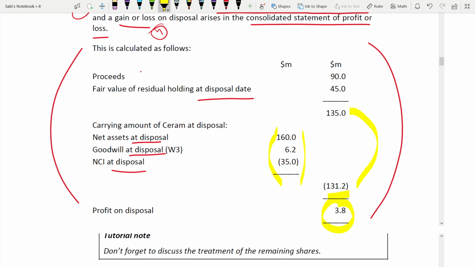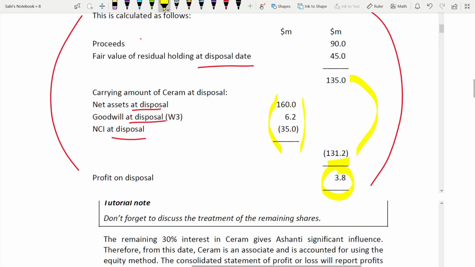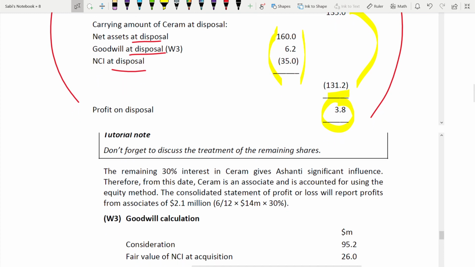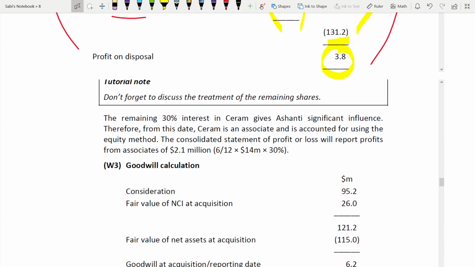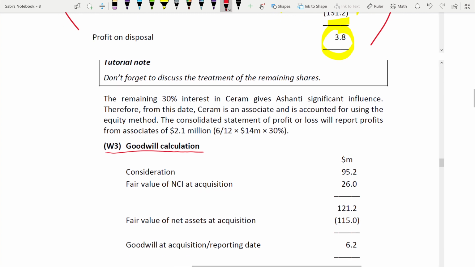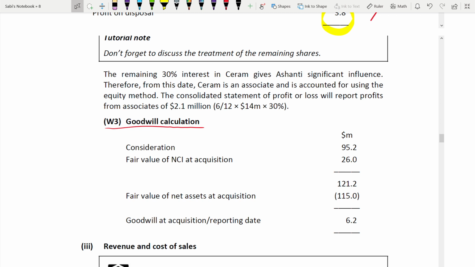But how did you get that goodwill at disposal of 6.2? We have to check down. Here if you see how it is labeled, clearly it is labeled working 3 and goodwill calculation. Like this you have to label. Before we go to the next paragraph, the previous paragraph, they're talking about the remaining interest. Before that, let us finish the goodwill calculation and finish it off. Then we can talk about the remaining part so that you don't get confused.